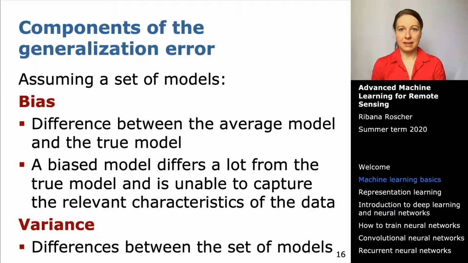The variance indicates the differences between all these models. So if you measure something, you will not always get the same result. And the more these models differ from each other, the higher is the variance.